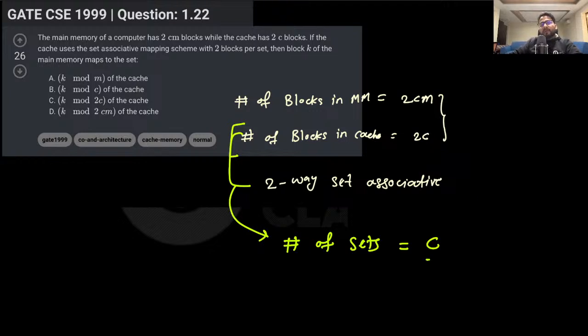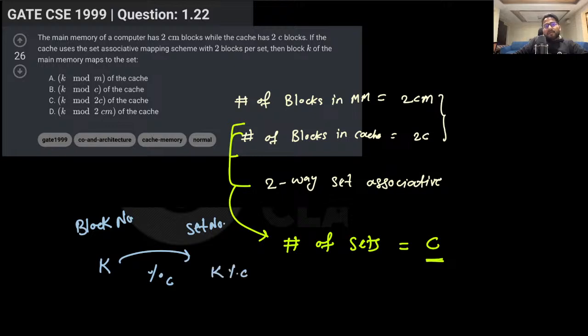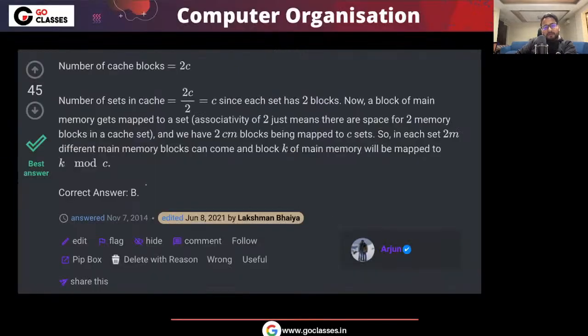That's very easy. Now, do you know how to map block number to the set number? If block number k is given to you, they're just asking you the set number. You know the mapping formula? It is just mod by the number of sets, which is C. So k mod C, right? K mod C should be the answer. So B is the correct answer. I mean this information is not at all needed for this question, but that's fine. Yeah, B is the correct answer.